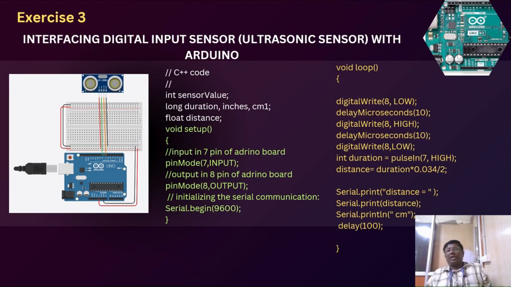Okay, the formula is the duration, whatever the duration is calculated here, pulseIn on pin 7 when it is high, because when the signal is returning back, that value we have to take as the duration, times 0.034 divided by 2. So you can calculate the distance, and you can print the distance with serial print, in centimeters, because we want it in centimeters, and then delay.